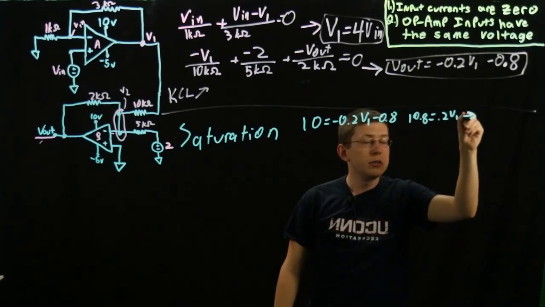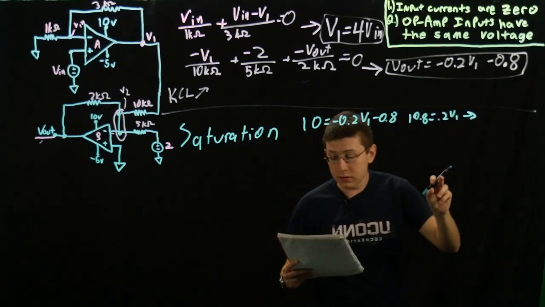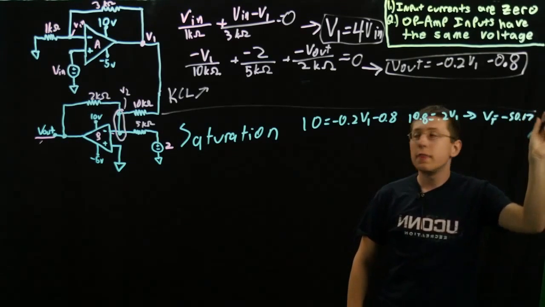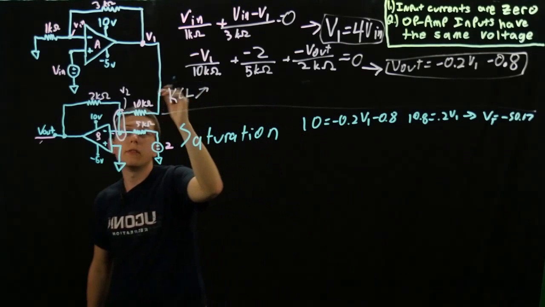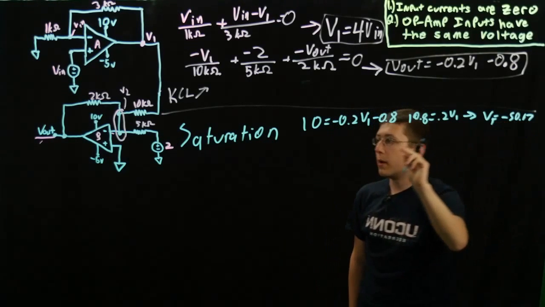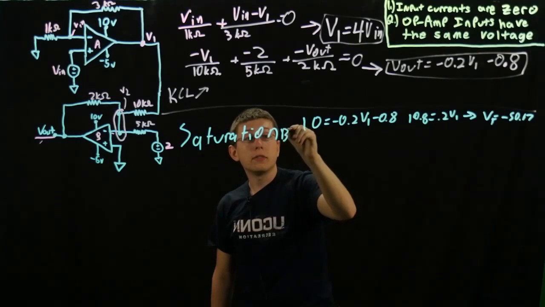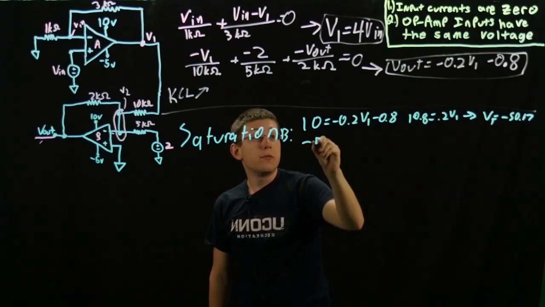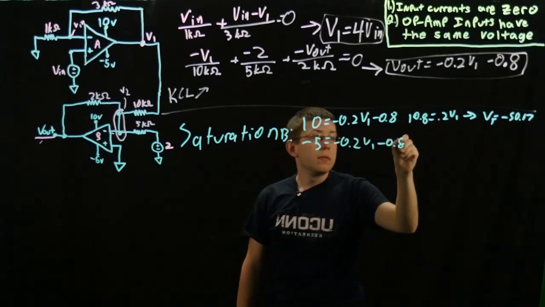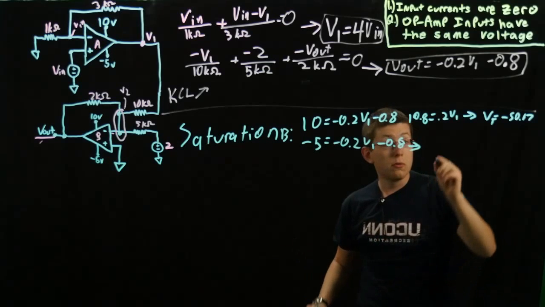You do your algebra, and you end up finding that for it to be 10 volts, V1 has to equal negative 50.67 volts. That's not possible. At very least, V1 can be negative 5 volts. It'll never ever be negative 50. So we don't have to worry about B positively saturating. So let's worry about B negatively saturating. Negative 5 equals negative 0.2 V1 minus 0.8. In this case, V1 would have to equal 21 volts.